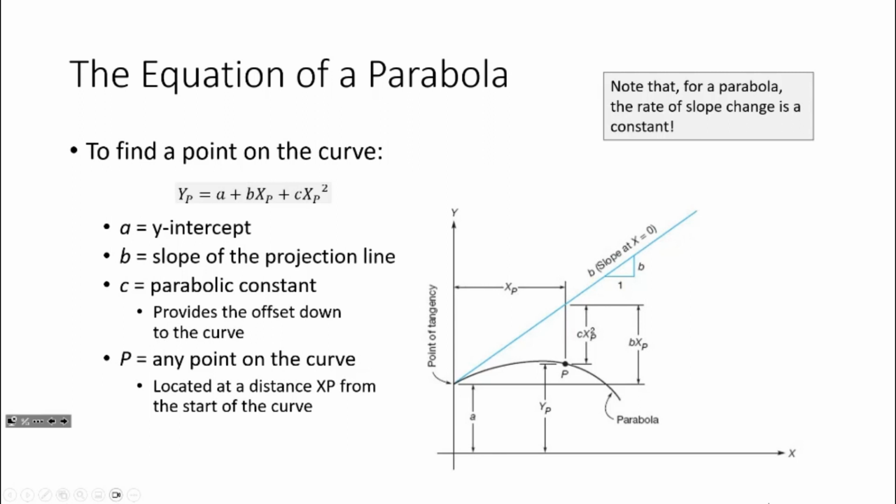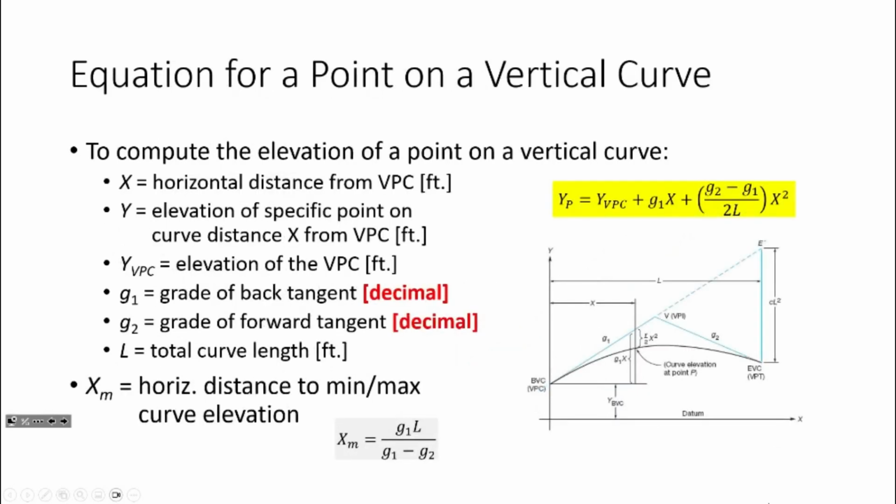That's a little bit more tricky, but for the most part, I think you'll see it's a pretty straightforward definition. So for us, the elevation at a point is going to look like this. This is going to be the elevation on the curve at any random point. To compute y, the elevation at some given point, it's going to be the elevation of the VPC plus g1x plus this constant times x squared. Now, a couple things I want to point out.